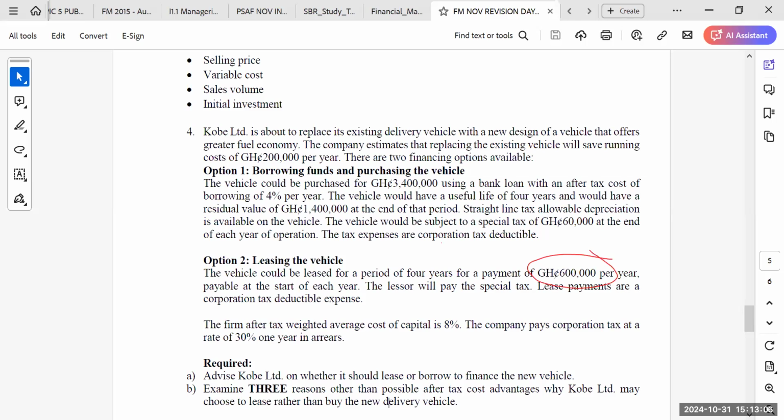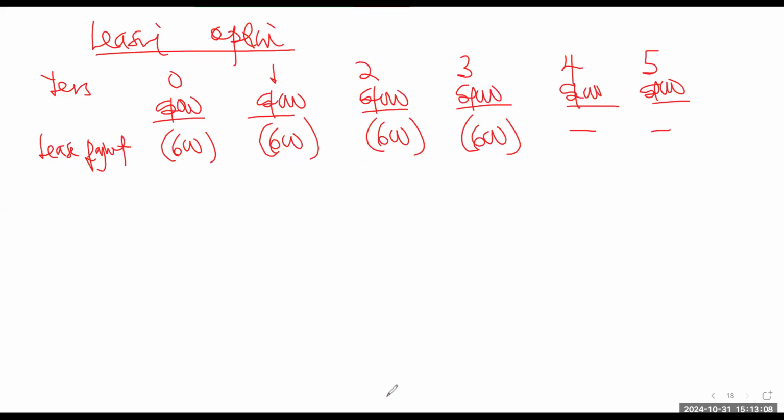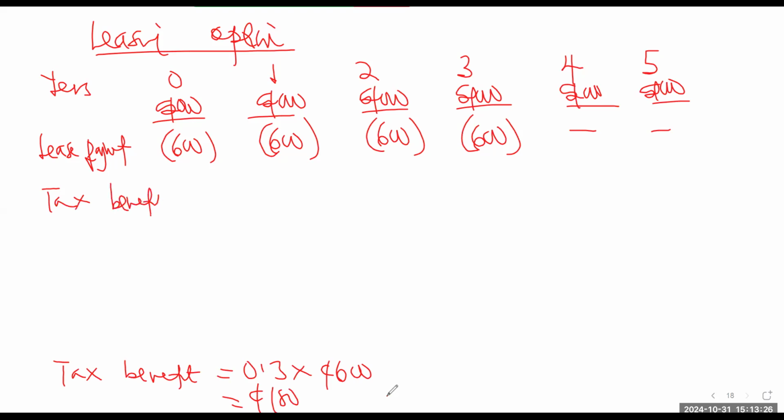Let's move on and see. So let's calculate the tax benefit on the lease. That will give us 0.3 multiplied by the 600. That will give us what? 180. This 180 will be enjoyed in what? Payable at the start of each year. Okay, that will be in arrears. So it will be enjoyed at the end of every year.